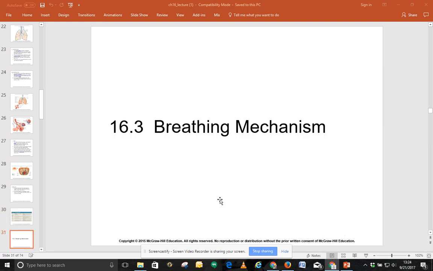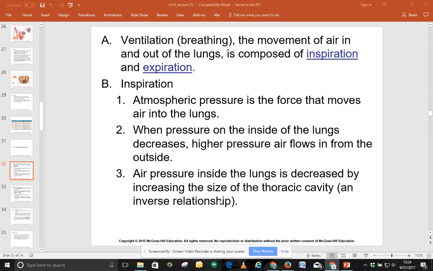So how do we breathe? The breathing mechanism. Ventilation, or the act of breathing, is a movement of air in and out of the lungs. Simple. And that's composed of inspiration, taking in a big deep breath, which you hopefully heard me do, and expiration, which is blowing out, which I just did and maybe you heard.